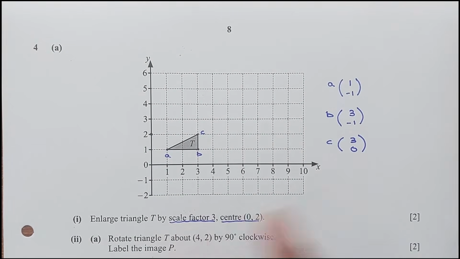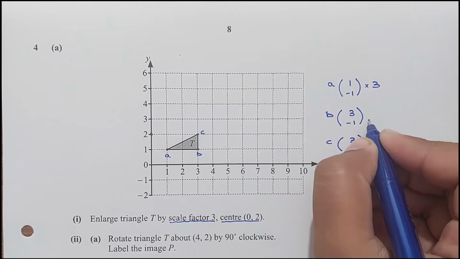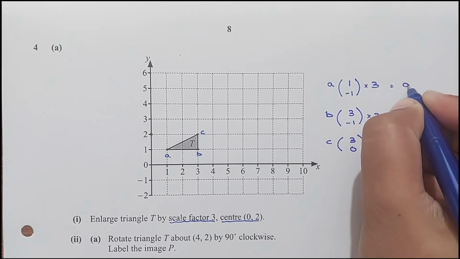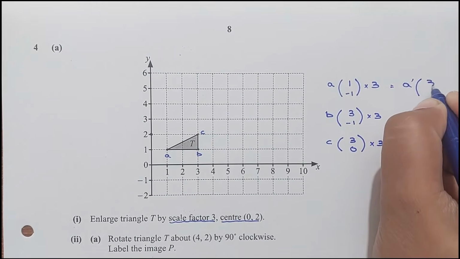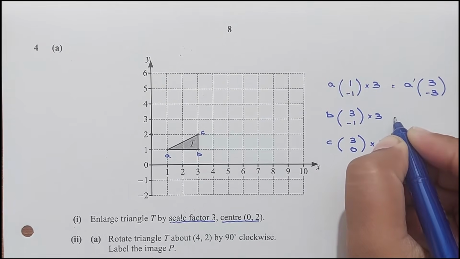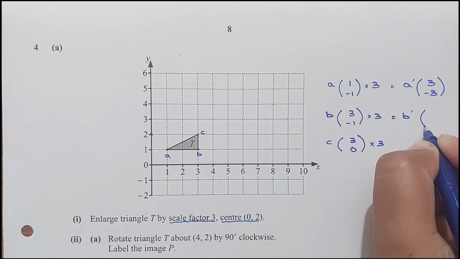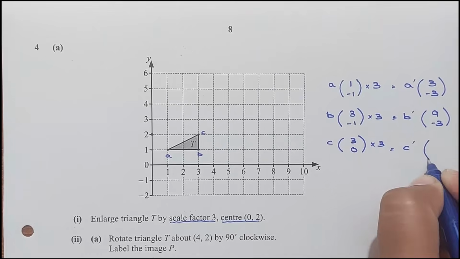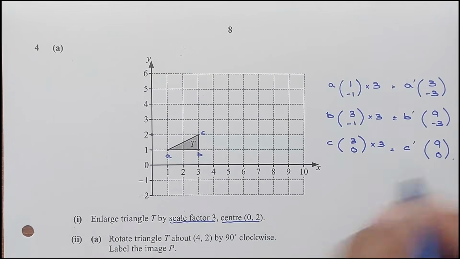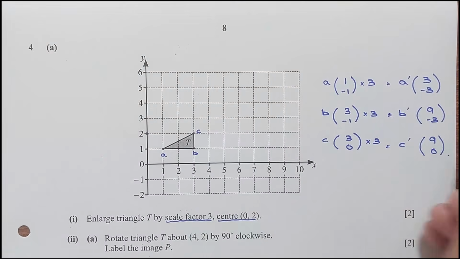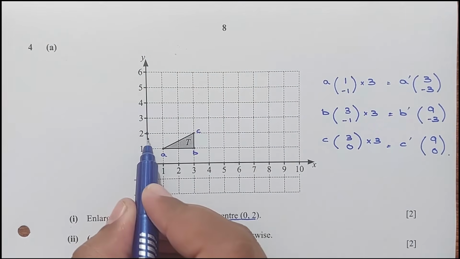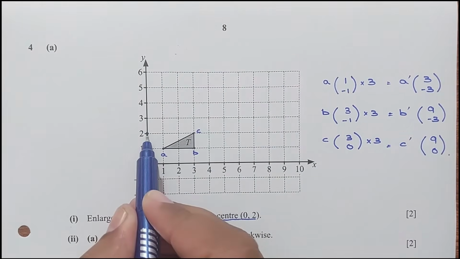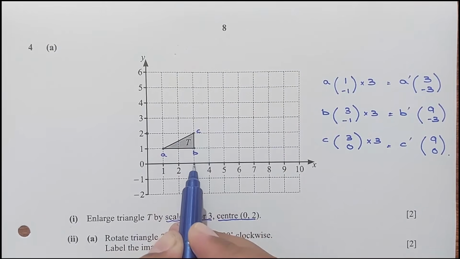Okay, so we have to multiply this by the scale factor, which is times 3. So we have a new A prime, which is 3, minus 3, and B prime is 9, minus 3, and we have C prime, which is 9, 0. All right. So these are the new coordinates. From the center, we have to move 3 units to the right and 3 units down. So 1, 2, 3, and 1, 2, 3.